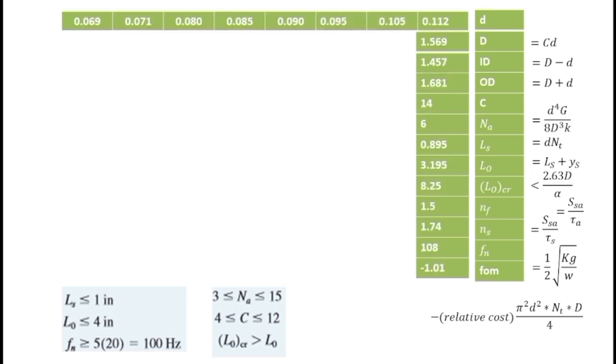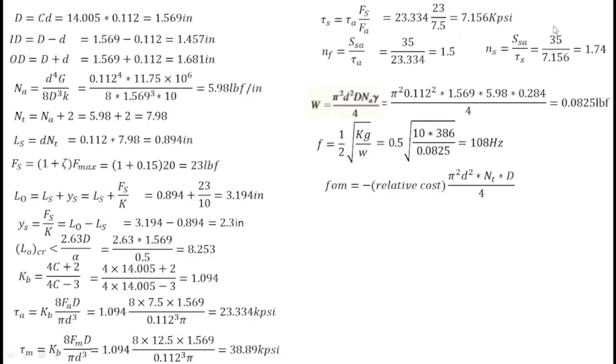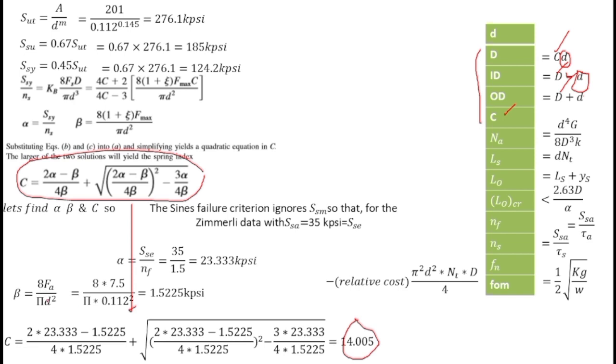Now if you want to design a spring based on 0.105 wire diameter, then you will have to use the same procedure. First of all, you will have to find out this C. So for that C, what you will have to do is to change the value of this D. Here in the first case it was 0.112. So when you put another value, it will give you another value of beta. So putting another value of beta, you will get another value of the C. So your C value will get changed.